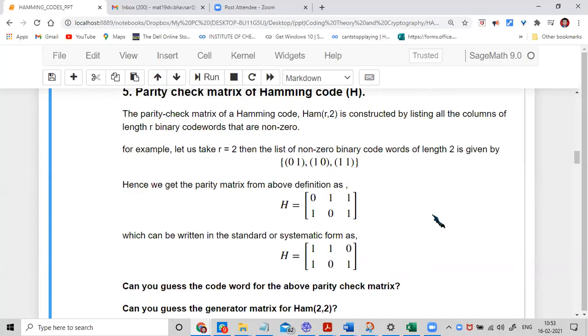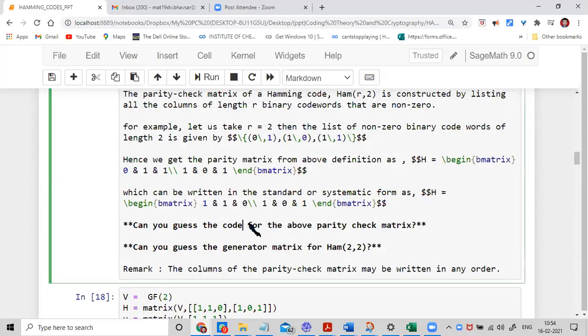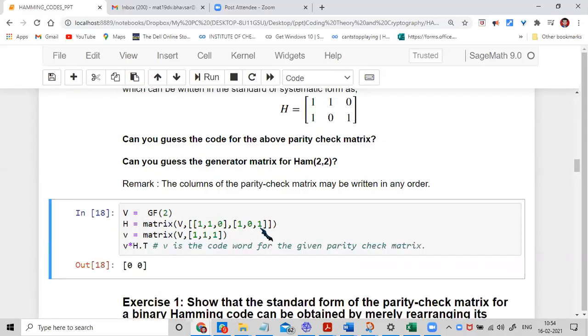So now, can you guess the code word for the above parity check matrix? If anyone would like to answer, what would be the code word for the parity check? So it is not code word. You are asking for the code, right? Yeah, sir, the code. So code word is actually one word of that code. Code is the entire C you are asking.